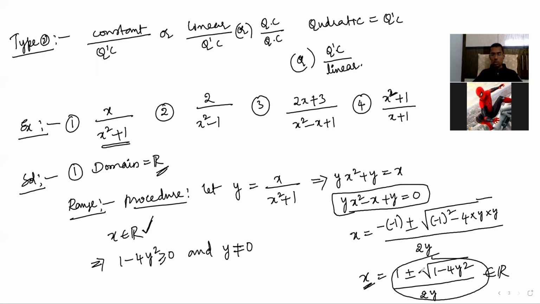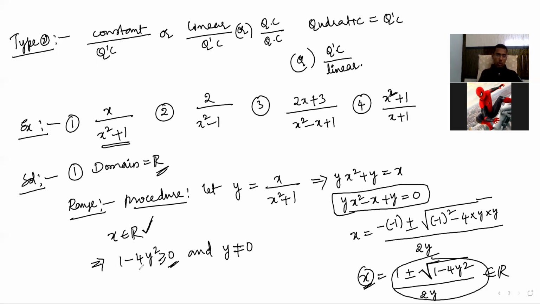Here the thing is that under root is there. Whenever you get an under root, if it is less than 0, it's going to be imaginary. But x is real, so that doesn't work. Therefore, 1 minus 4y square greater than or equal to 0. I think this is clear. Here in this case, y is not equal to 0. In some other cases, we may get y minus 1, so y is not equal to 1 also. That possibility is there. Depending on the question we should do.